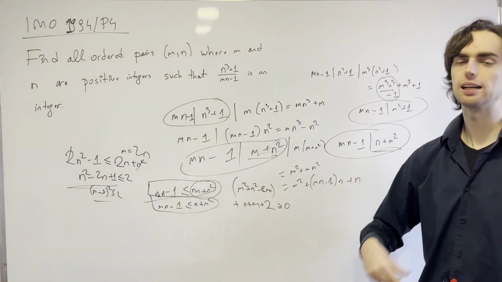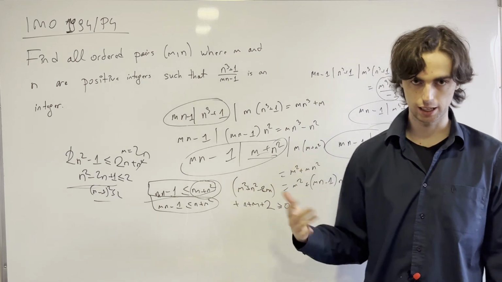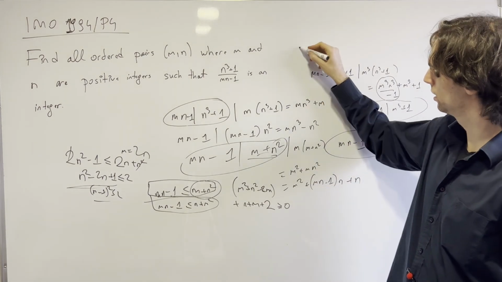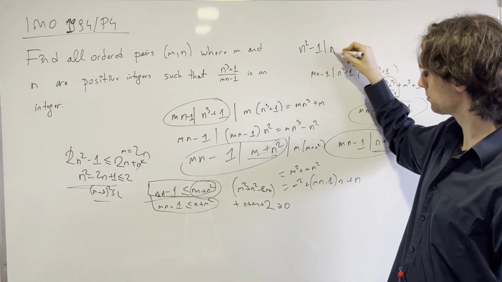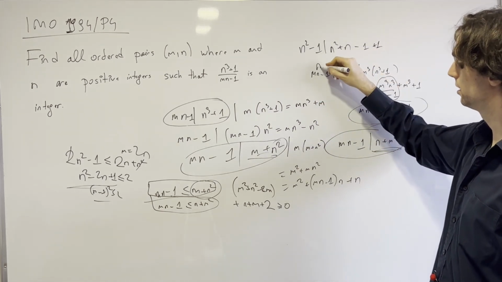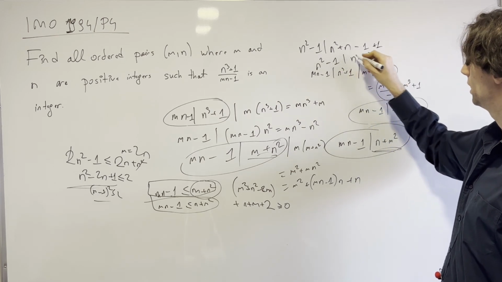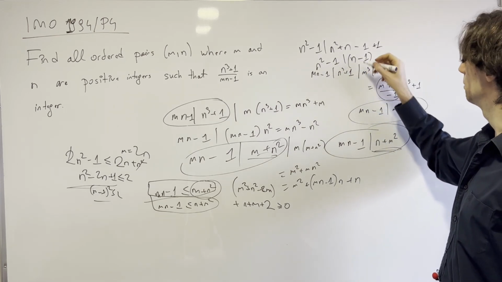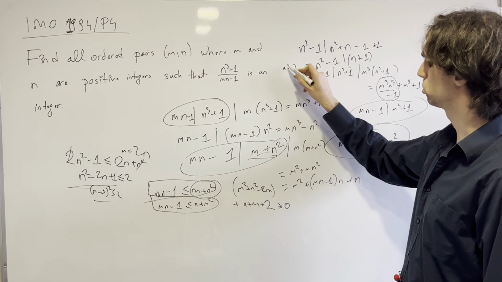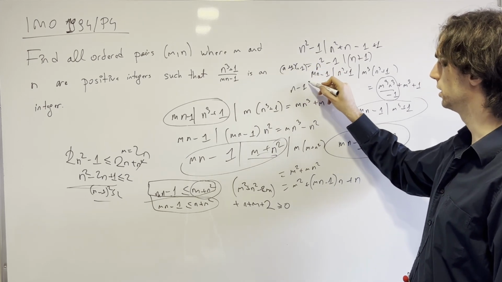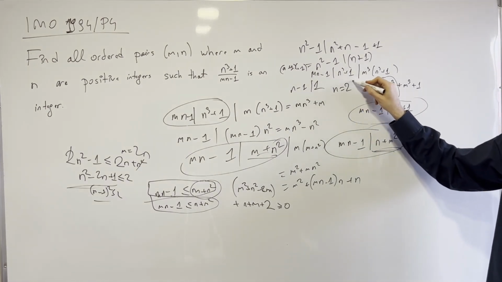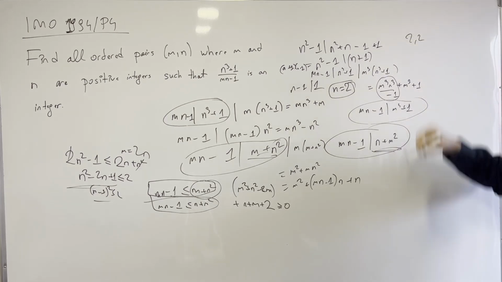So I can, without loss of generality, assume m is greater than n. If they're equal, I can solve this immediately. If they're equal, I'll get n squared minus 1 divides n squared plus n. So I do minus 1 plus 1. Then I have n squared minus 1 divides n plus 1. And now this is equal to n plus 1 times n minus 1. I get that n minus 1 needs to divide 1. And so n equals 2. So I get one solution is 2 if they're equal.